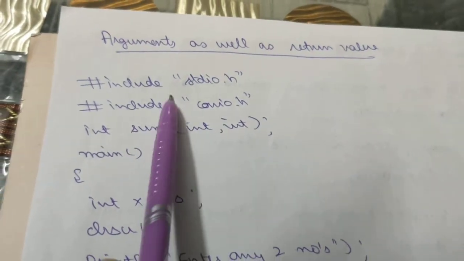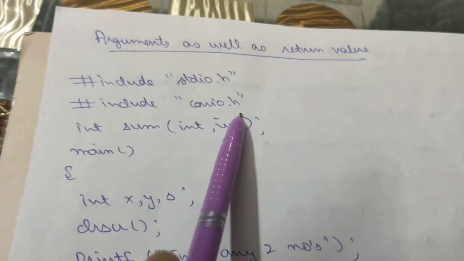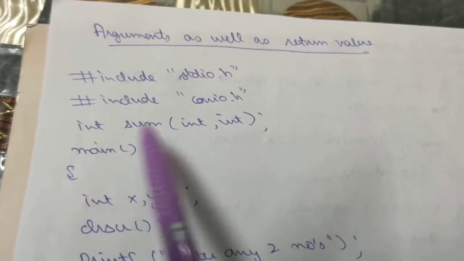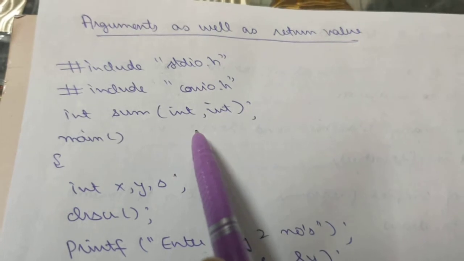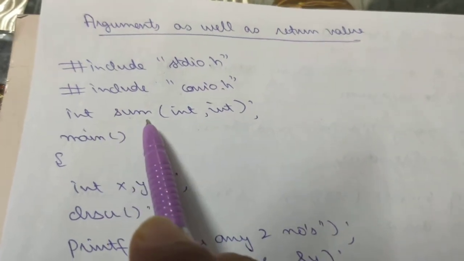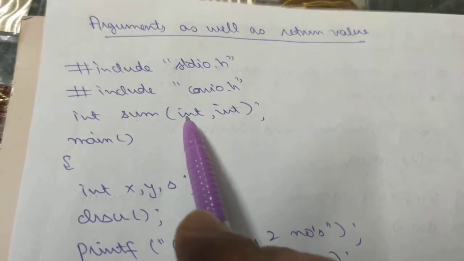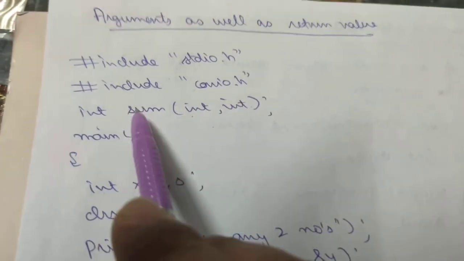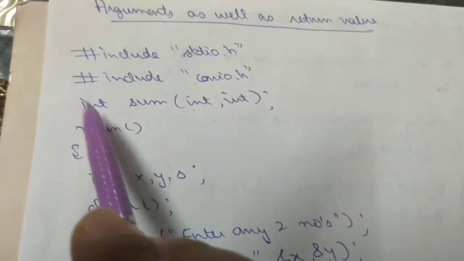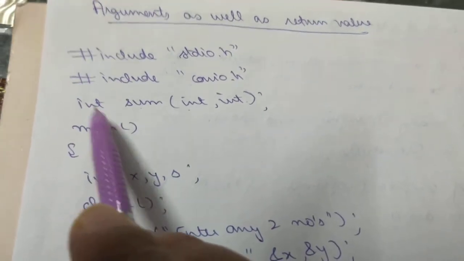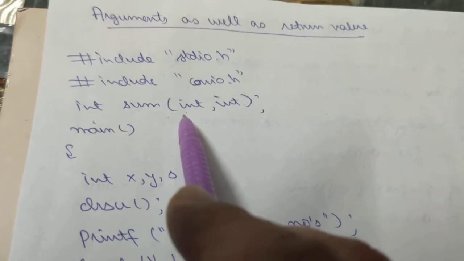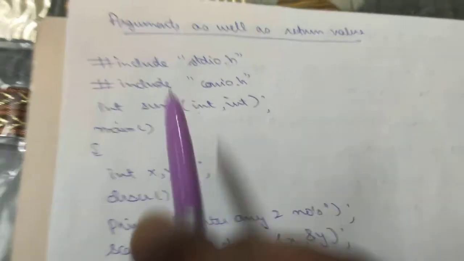So first we include the header files, followed by the function declaration. Now in this case, name of the function is sum. We pass two values to the function sum, so int comma int, and the function sum will also return an integer value back to main. So hence we have written int here. This is the return type, name of the function, and this is the data types of the arguments.